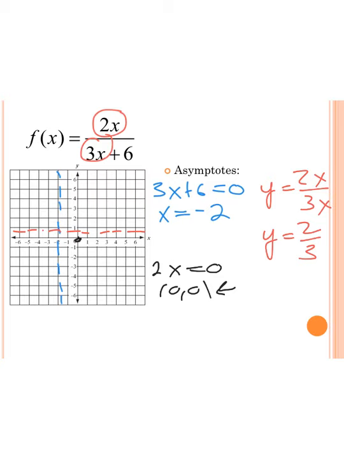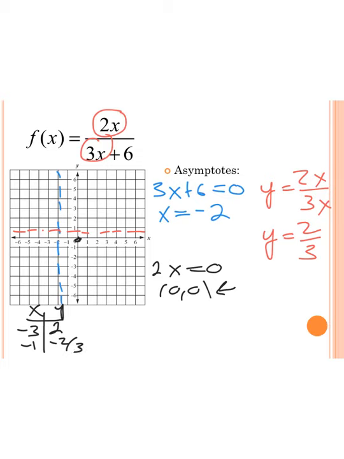Okay, we need a couple more points here. So what I'm going to do is set up a little t-table here. And for my t-table, I'm just going to pick a value on either side of my vertical asymptote. So since my vertical asymptote is at -2, I'm going to say -3 and -1 to help me get an idea of where my graph exists. All right, so when I plug those into my function, I end up getting a 2 when I plug in a -3, and I get a -2/3 if I plug in a -1.